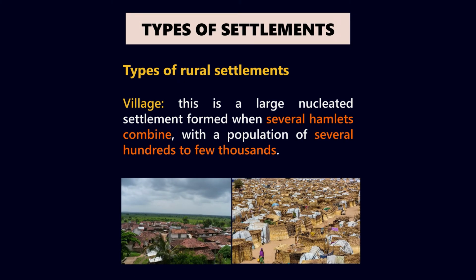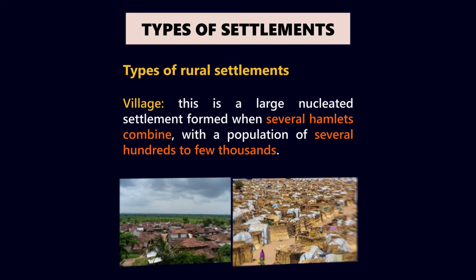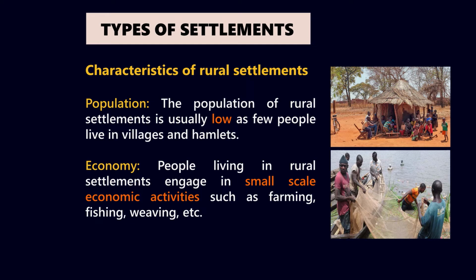Lastly, we have the village. Villages are formed when different hamlets come together. Villages are also another type of rural settlement made up of few people, from a few hundreds to a few thousands. Characteristics of rural settlements.